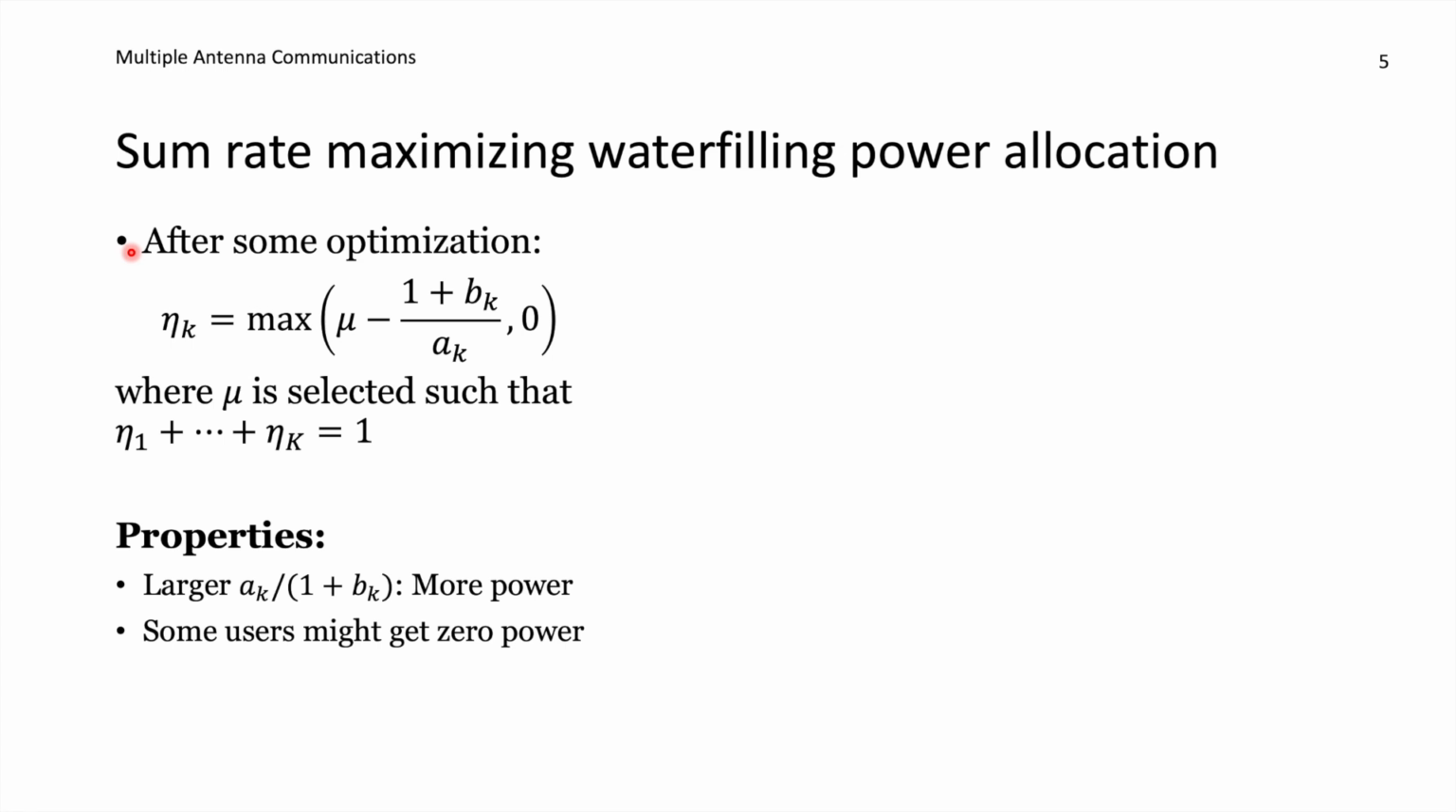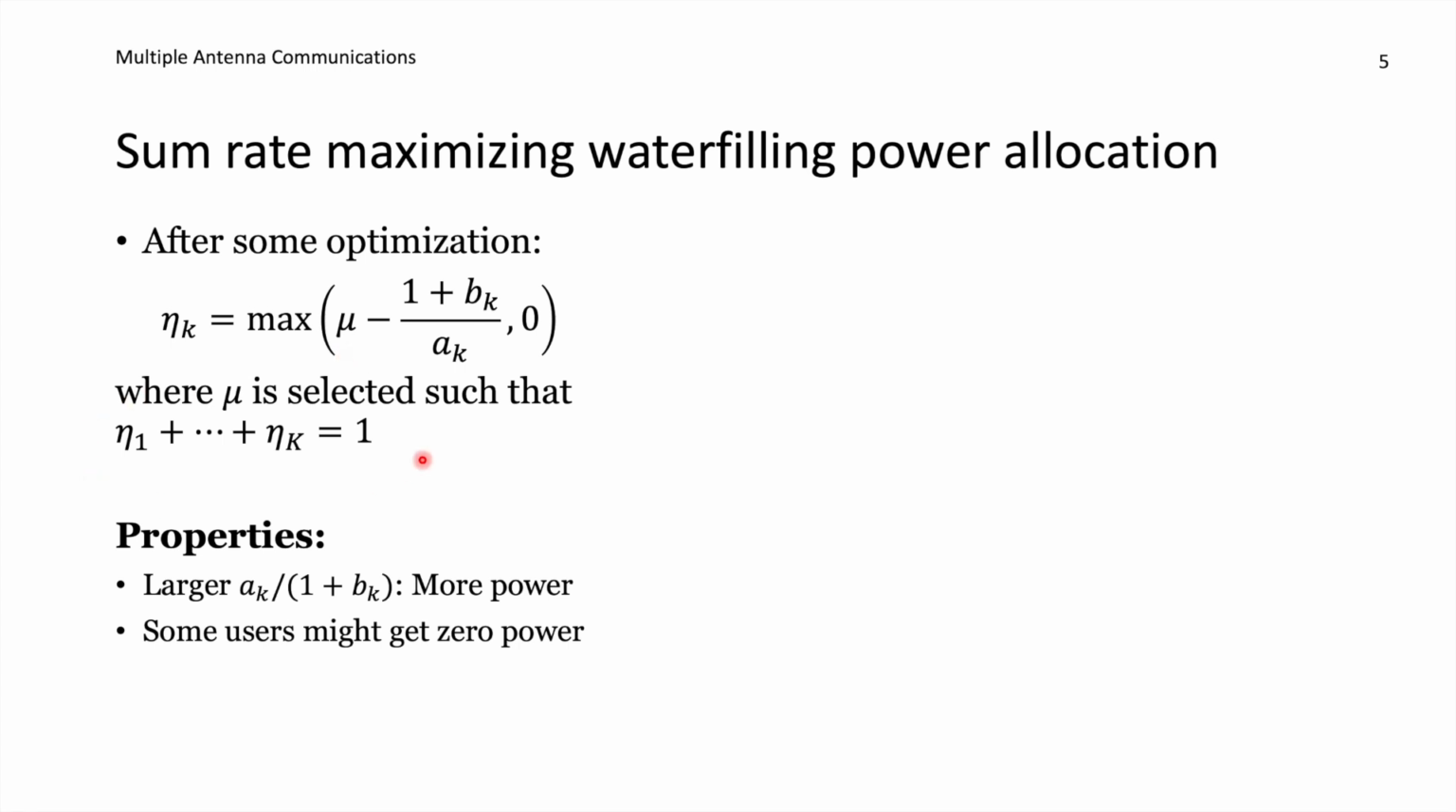The solution to waterfilling power allocation has this particular form. The power control coefficient for user k should be the maximum of 0 or some parameter that I call mu minus (1 plus b_k) divided by a_k. So this is the factor that was in front of eta k in the SNR expression, but upside down. And then we should select mu, which is a parameter, such that if we sum up all of the power control coefficients, we get 1. So essentially we can start with mu being 0, and then we can increase it gradually.